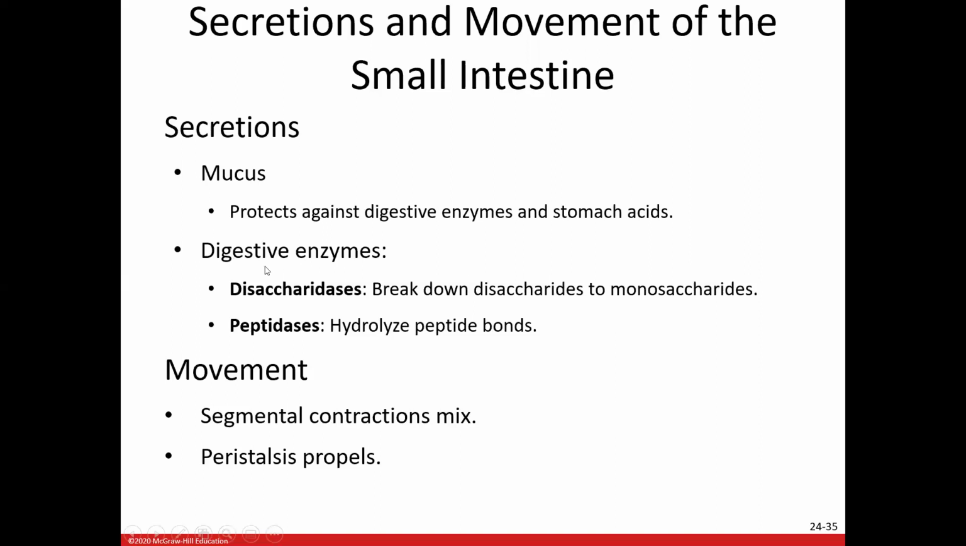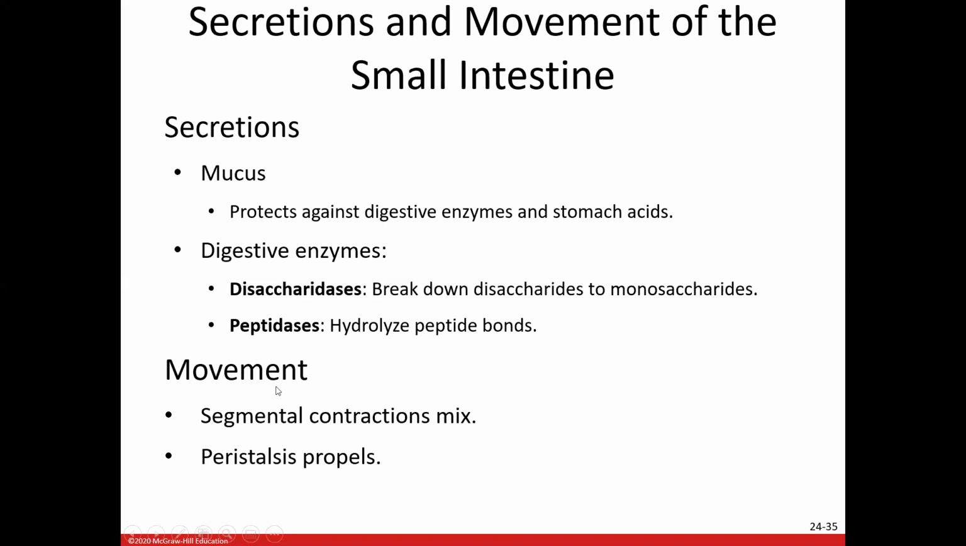Then we have the digestive enzymes themselves. Examples of this are your disaccharidases, and these break down your disaccharides to your monosaccharides. So those are two types of carbohydrates. Disaccharides are a monosaccharide and a monosaccharide. If we break that down, it's just two monosaccharides. Then we have peptidases, which break your peptide bonds, which hold amino acid chains together. So we can break those peptides down into individual amino acids.